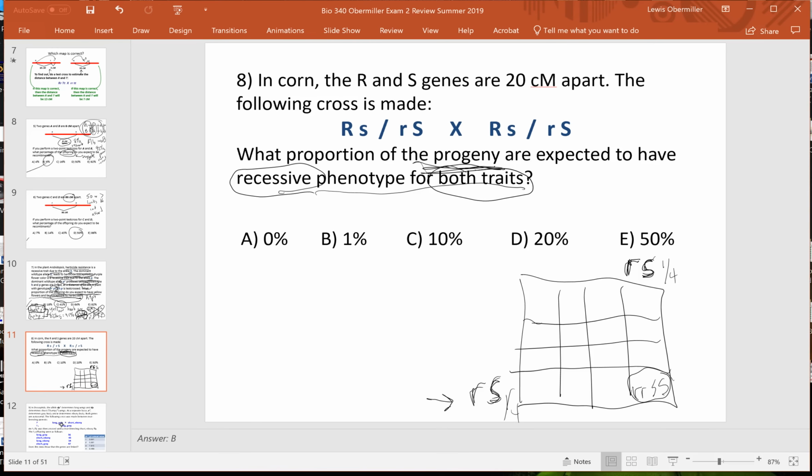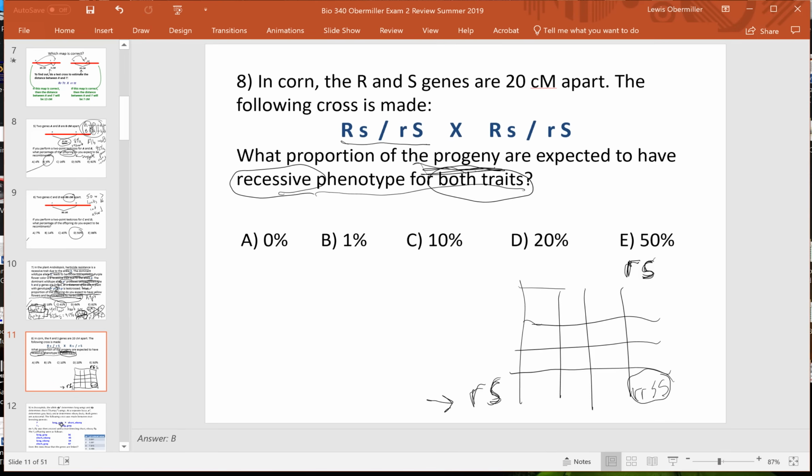But they're linked. They're not independent. So we can't rely on this number here. We have to calculate this value. So we're going to get rid of that.